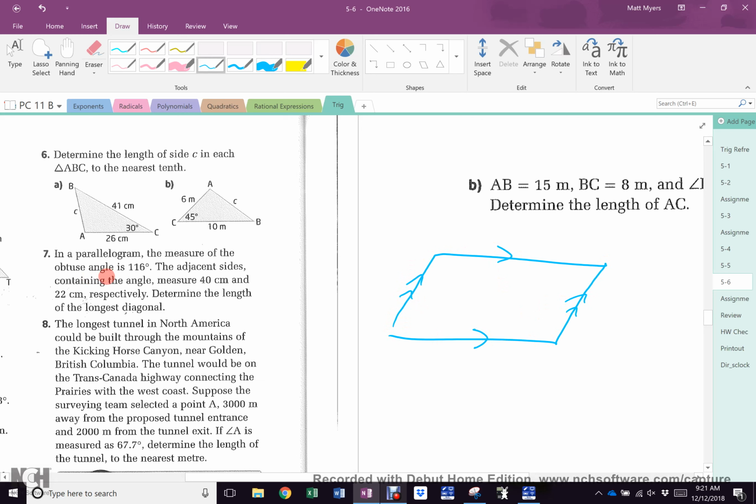The obtuse angle is 116. Which is obtuse? Angle A or angle B? Angle A is the obtuse angle. So we really only care about this part of it, right? So this is 116. What else do we know? The adjacent sides measure 40. Which one of these should I put the 40 on? The longer one. And here should be the 22, and there's my triangle. What does that make this side? Little c, and then I just fill in the formula. Okay? Anything else?